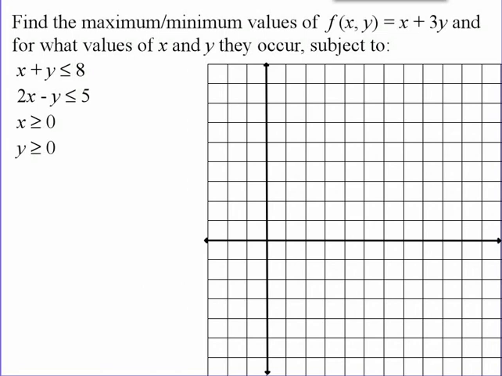It says find the maximum or minimum values of f of x, y equals x plus 3y, and for what values of x and y they occur subject to. So this is where I need you to go. On your calculator, I need you to locate the apps button, which is located in purple. And it's catty corner to the alpha, green alpha key. I need you to scroll down till you get to inequals.